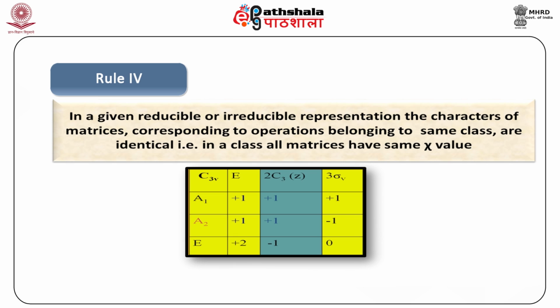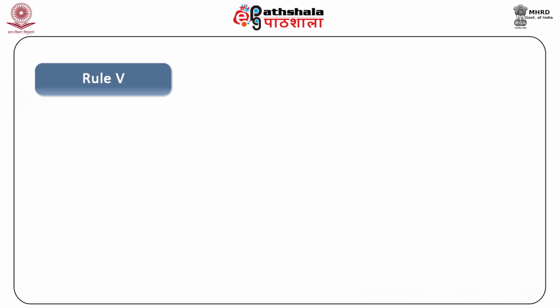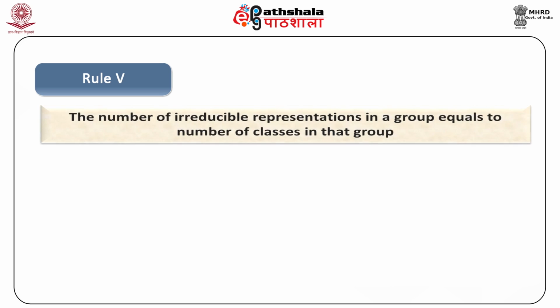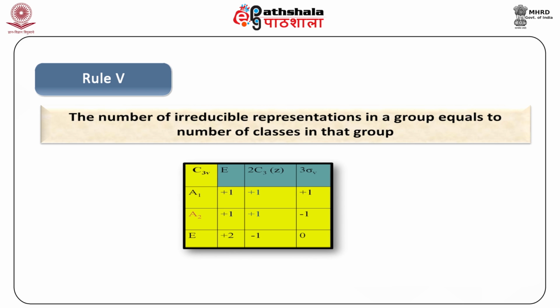The fourth rule says that in a given reducible or irreducible representation, the characters of matrices corresponding to operations belonging to the same class are identical. That is, in a class, all matrices have the same chi value. The fifth rule denotes that the number of irreducible representations in a group equals the number of classes in that group.